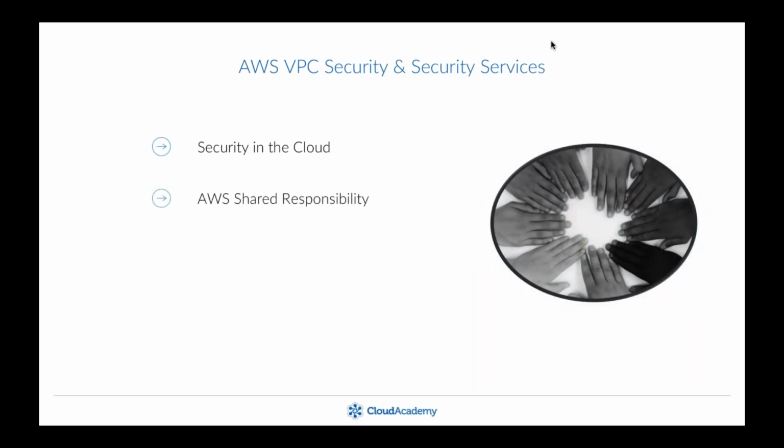We'll then talk about the AWS Shared Responsibility Model, and this is where we discuss where the roles and responsibilities change between AWS and what they look after and manage with regards to security, and what we, the end users, are responsible for from a security perspective.